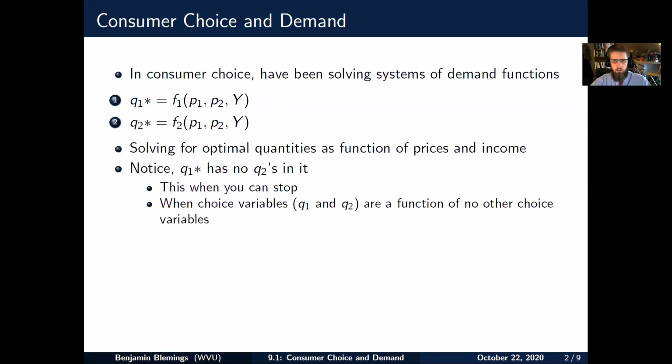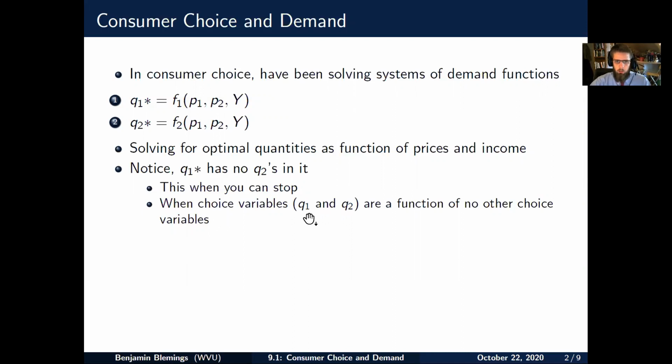And what we do is we solve for optimal quantities, and we notice that if you look at Q1 star, there's no Q2 in the function that we solve for. And if you look at Q2 star, there's no Q1 in the function that we solve for. That's because when we want to get the demand function for these goods, we need to solve for the optimal quantity without having the other good's Q in it.